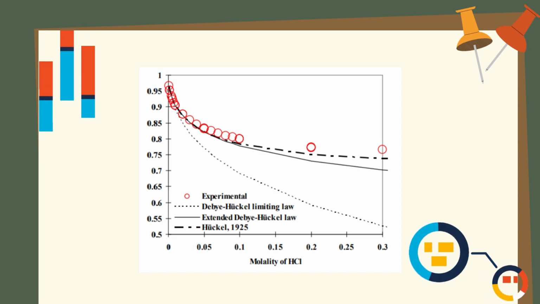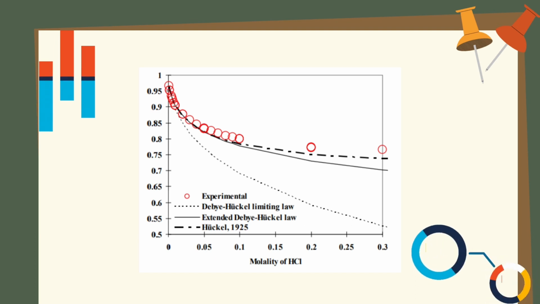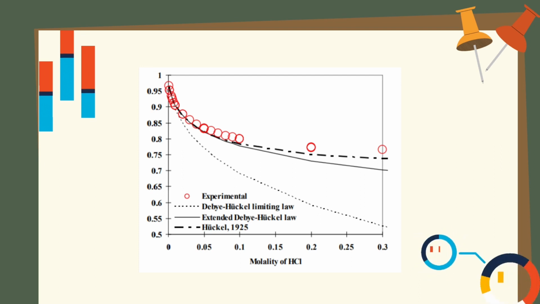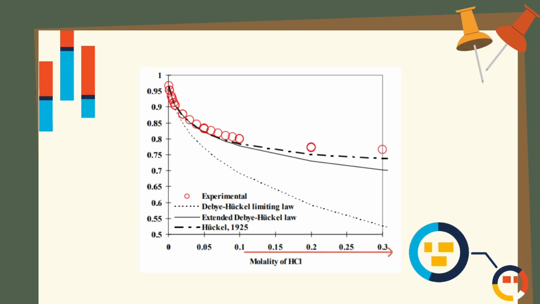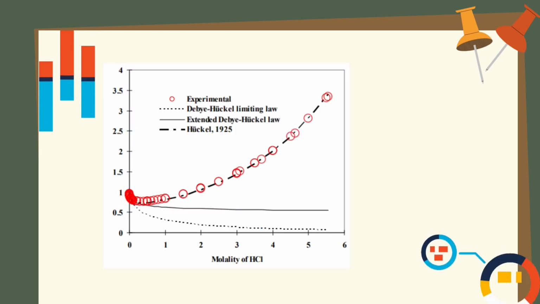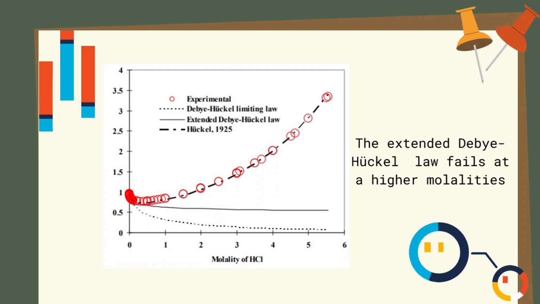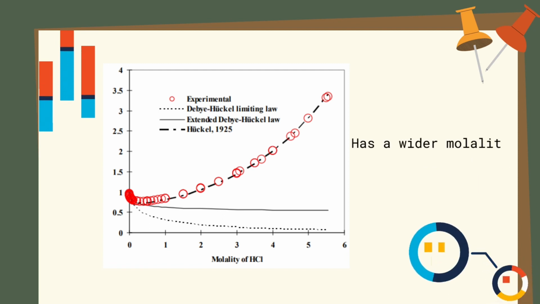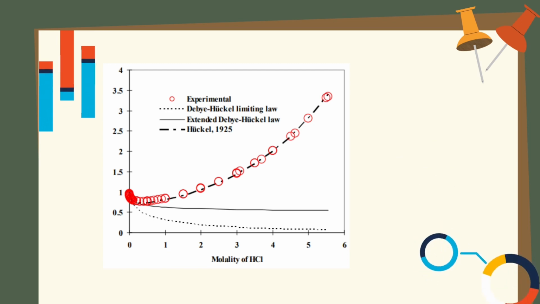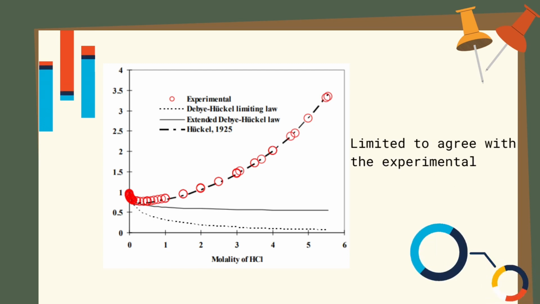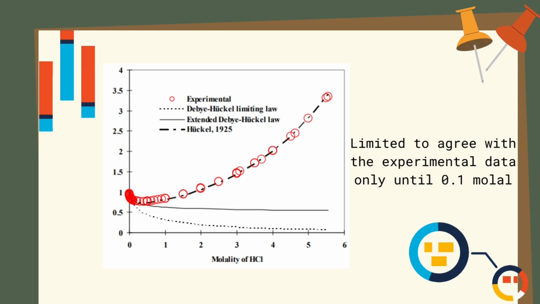As the Debye-Hückel extended law is only applicable at ionic strength up to 0.1 molal, it can be seen that after the molality of 0.1, the calculated value no longer agrees with the experimental data. This is another example that shows the extended Debye-Hückel law fails at higher molalities. It has a wider molality range compared to the limiting law, but it agrees with the experimental data only until 0.1 molal, and completely disagrees with the data at higher ionic strength.